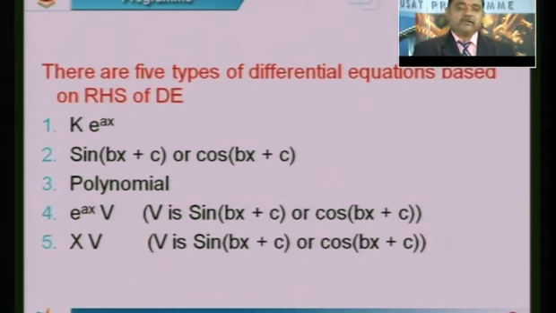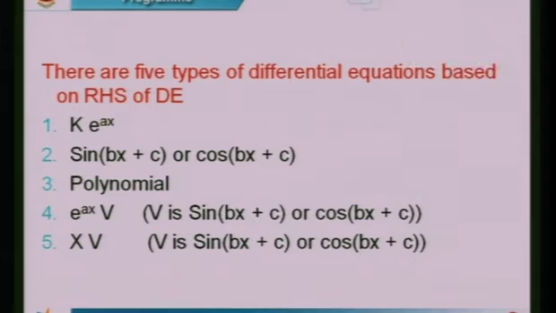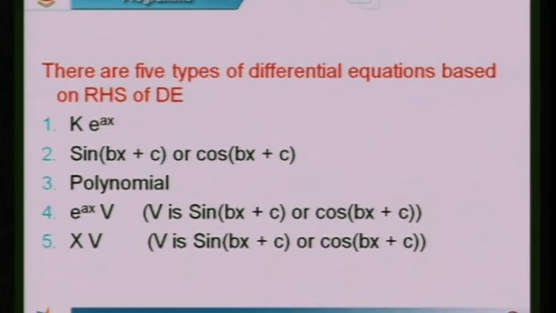Now let us take up the non-homogeneous part. In other words, on the right hand side we have some specific functions. There are 5 types of differential equations based on the RHS of the differential equation. RHS means right hand side of the differential equation. There are 5 types. What is that?